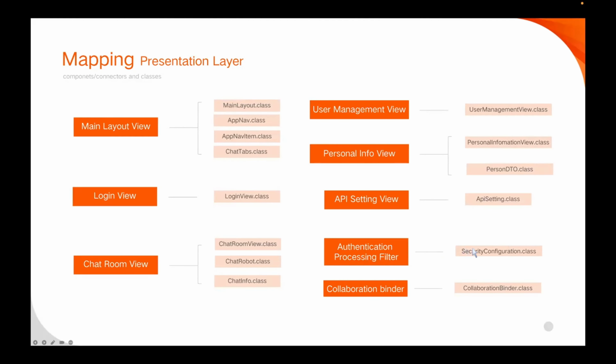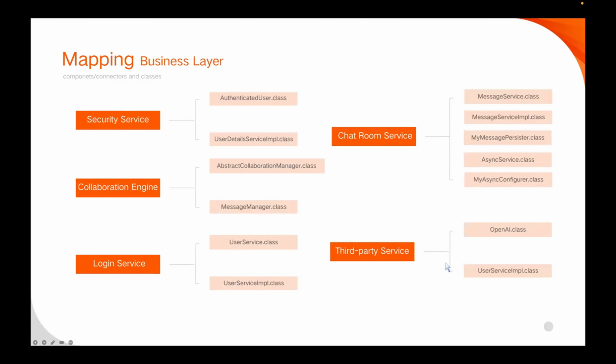Moving on to the business layer, we have interfaces and their implementation classes that make it easier to extend the business logic in the future. The chat room component is designed with a synchronized service and a synchronized configurer class to support the synchronized calls to the third-party interface, which helps improve the service concurrency and prevents thread blocking.